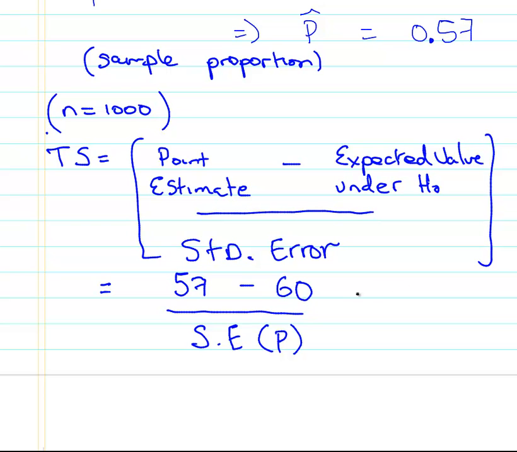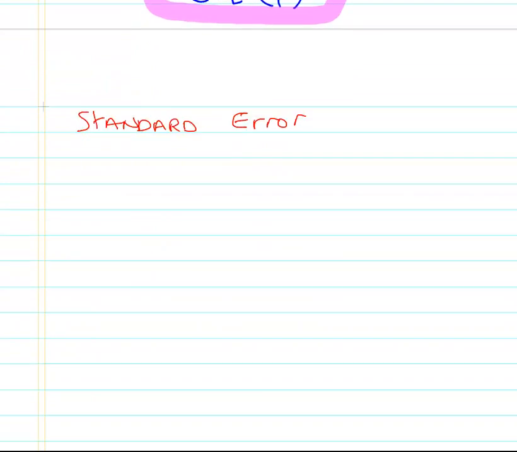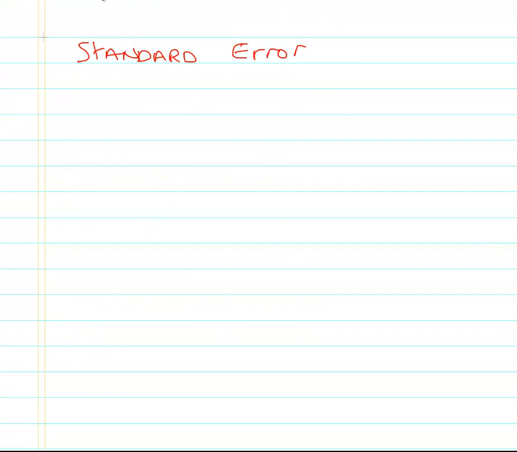I'm not finished yet. So essentially this is where I am: it's minus 3 over something. What I have to do now is go to the back of the exam paper and pick out the standard error. Now, careful.